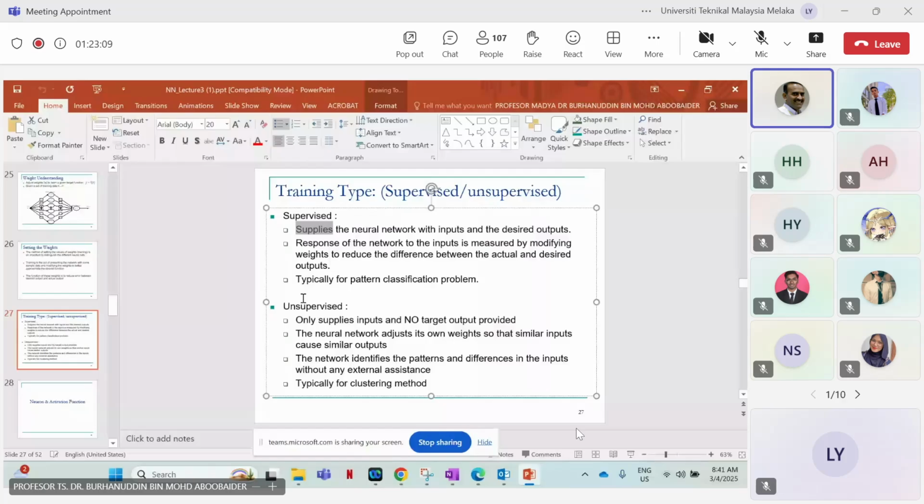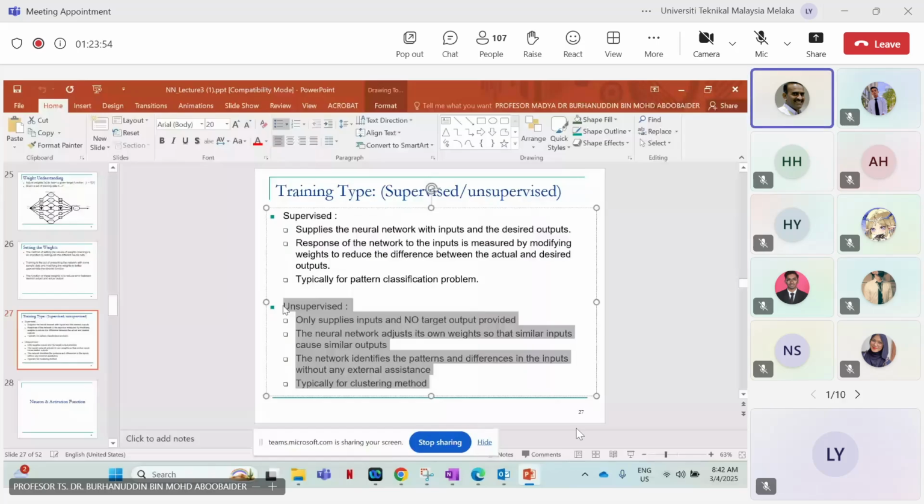Whereas in unsupervised learning, it only supplies input and no target output. We don't know the target, how it looks like, right? The neural network adjusts its own weights so that similar inputs cause similar outputs. The network identifies the patterns and differences of the inputs without any external assistance, and is typically used for clustering. We want to cluster. Okay, so this is unsupervised. For example, we know this shape, we know this is the lake, this is the forest, this is the sky, this is the sea, this is the river. So they have different clusters. All right.